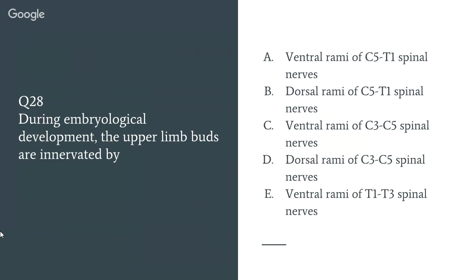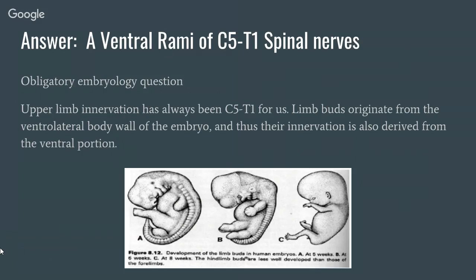Question 28. So, everyone hates this. During embryological development, the upper limb buds are innervated by what? This isn't too hard. D's, C's. Any answers? A? Did I hear a no? Was that a no? Good. All right.